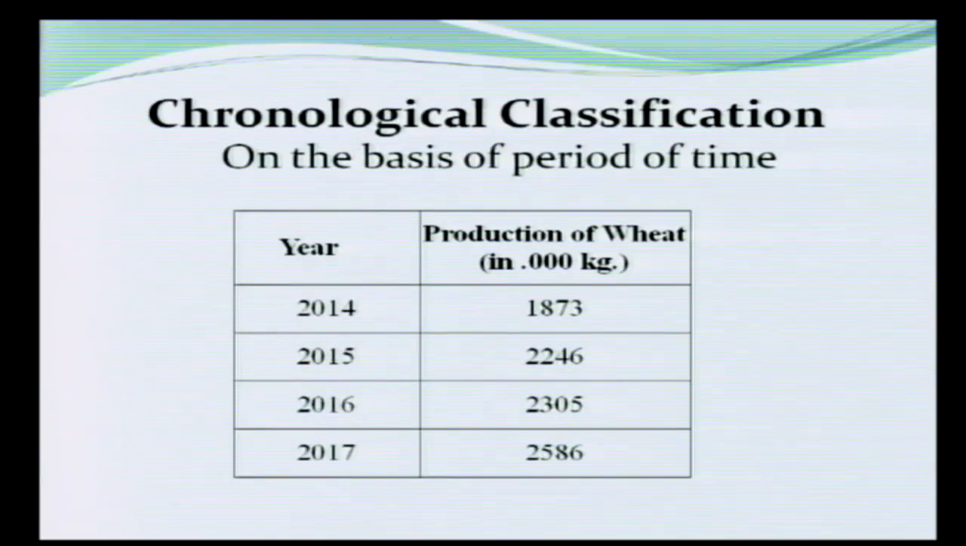The second one is chronological classification. Chronological classification of the information can be done on the basis of the period of time. Time series data is generally classified according to chronological classification on the basis of the different time periods. While classifying chronological data, we divide or classify the data according to the year in ascending order, starting from the previous one up to the latest one.